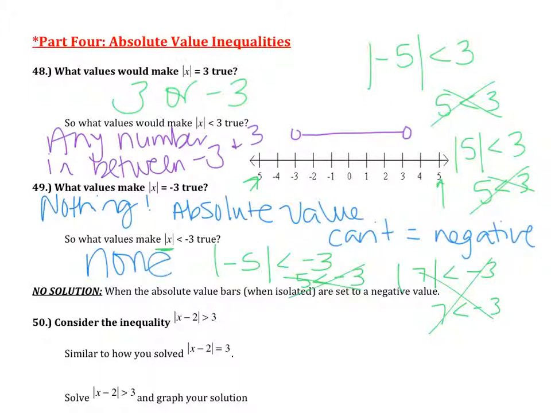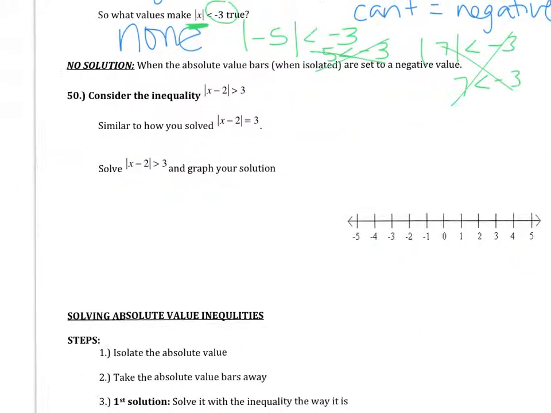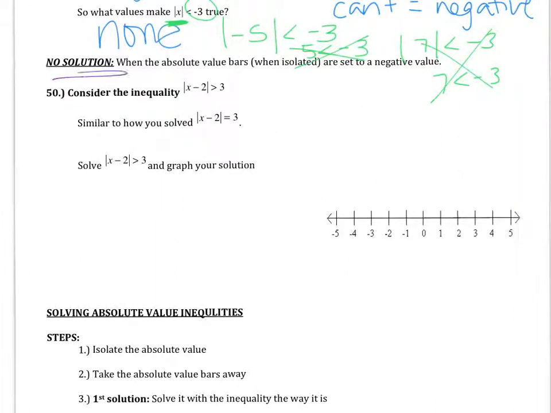No matter what you plug in for absolute value of x, it will always be a positive answer. So it will never be less than negative 3. So there is no solution. There's no values that would make this true. No solution is when the absolute value bars, when isolated, are set to a negative value. We just saw that in the previous example. We cannot do that kind of problem.